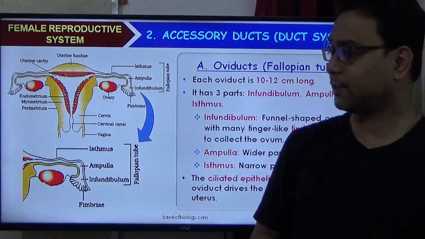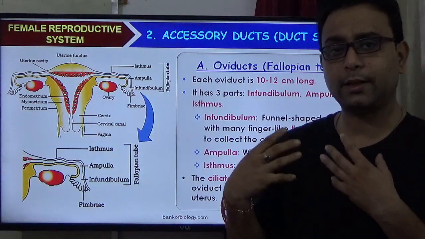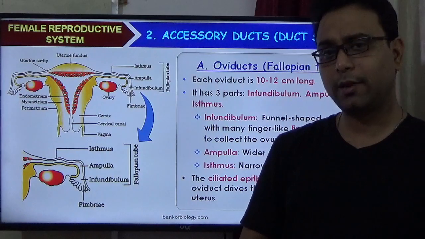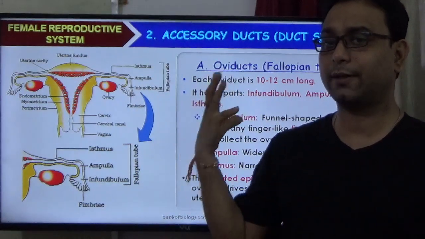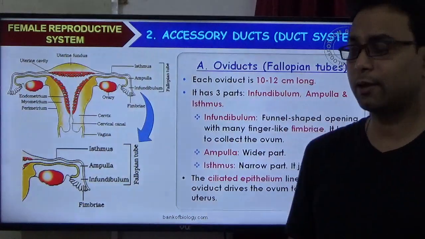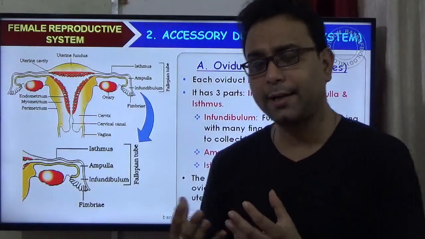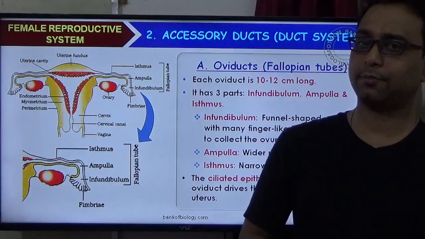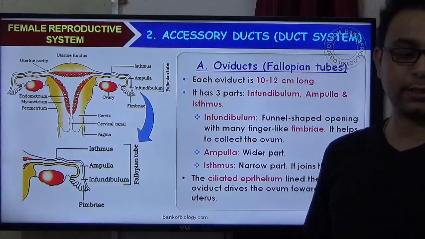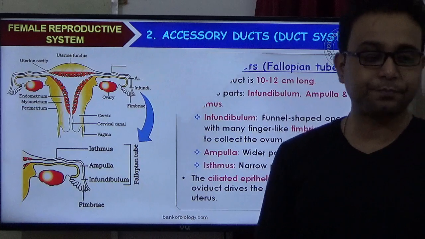Why is the cilia present? Because it helps the movement of the secondary oocytes, right? So this is the most important feature of the oviduct. Also, if another question comes, where is ciliated epithelium present in the female reproductive system, your answer is the oviducts.